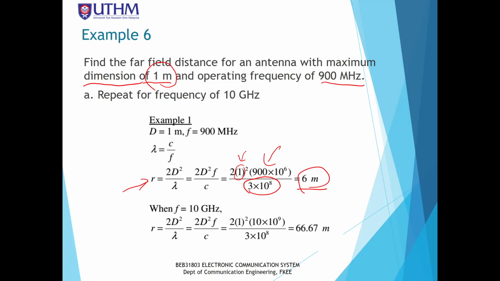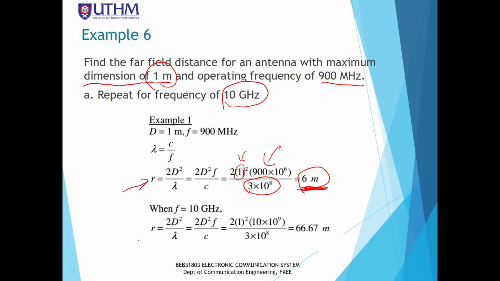So this is the distance from the antenna, and after this distance it's going to be far field region. And then the question asks, what about if we use different frequencies? What about a higher frequency? What's the far field region?